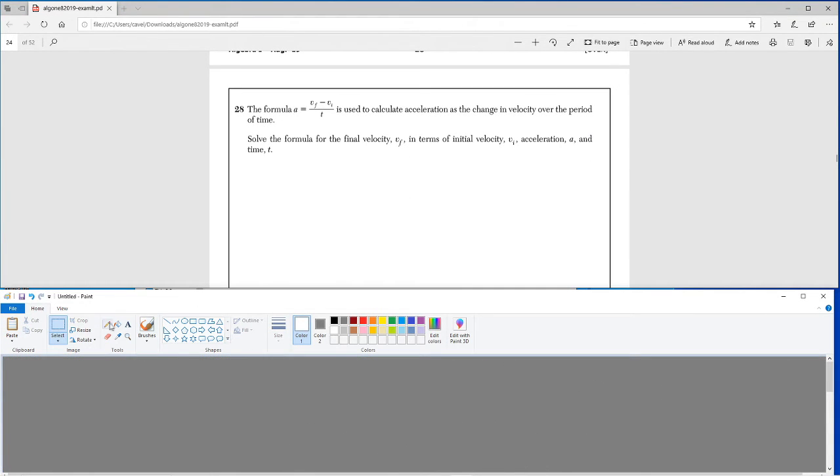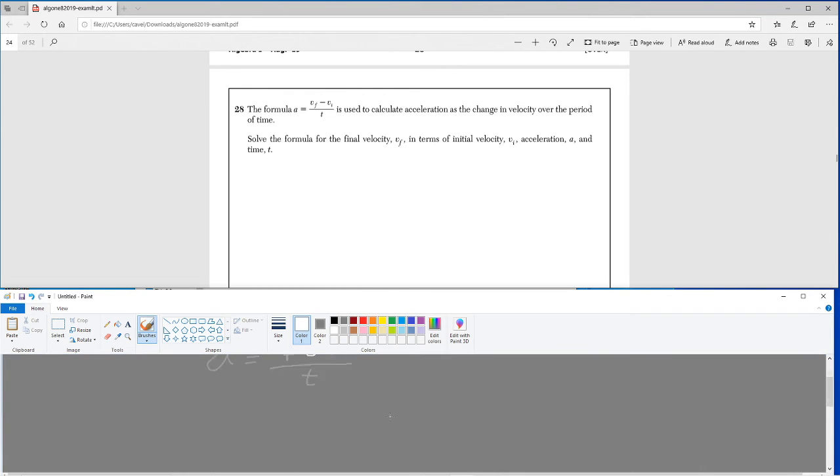Okay, number 28. The formula A is equal to (VF minus VI) over T, where VI is the initial velocity. Solve the formula for the final velocity V sub F in terms of initial velocity V sub I, acceleration A, and time T. So basically, we want to solve for V sub F.